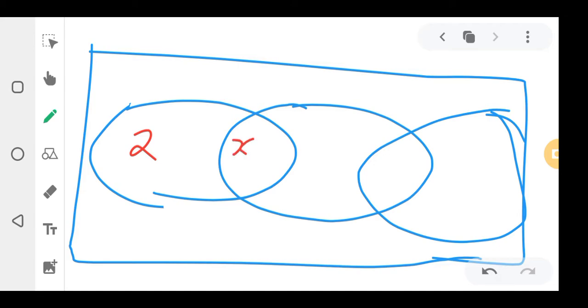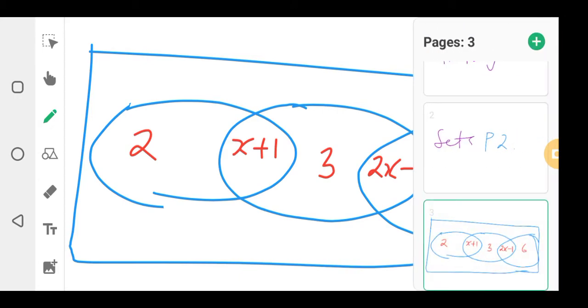They can put 2 here, here they can put x plus 1, here they can put 2x, 2x minus 1. Here they can put 6, and then here they can put 3 if they want. Okay? And then they can ask you a question. Just the way these questions are, a question can be asked.